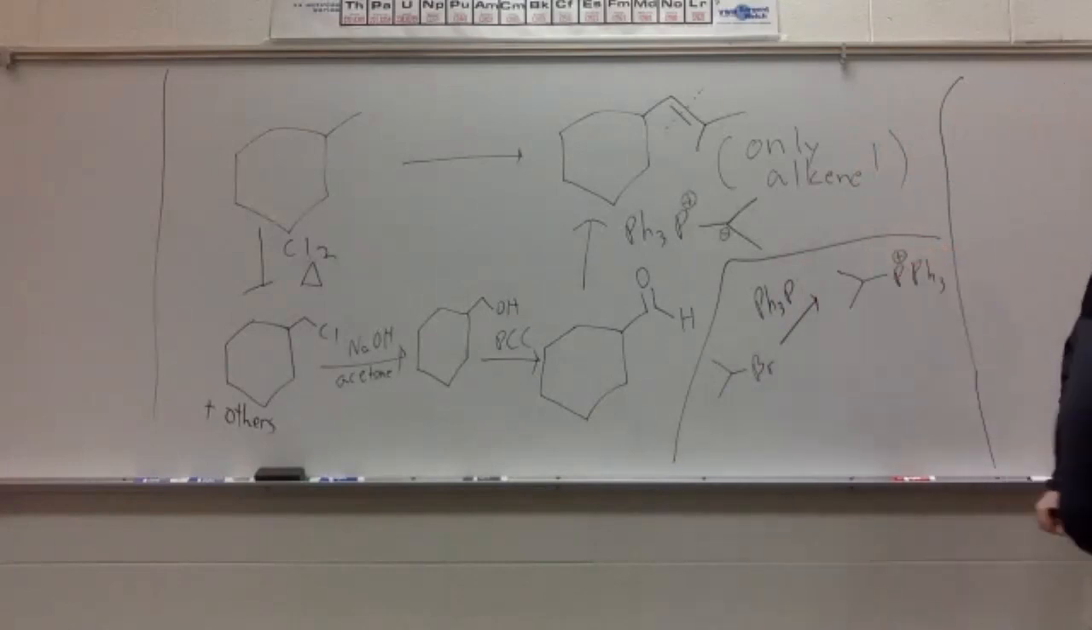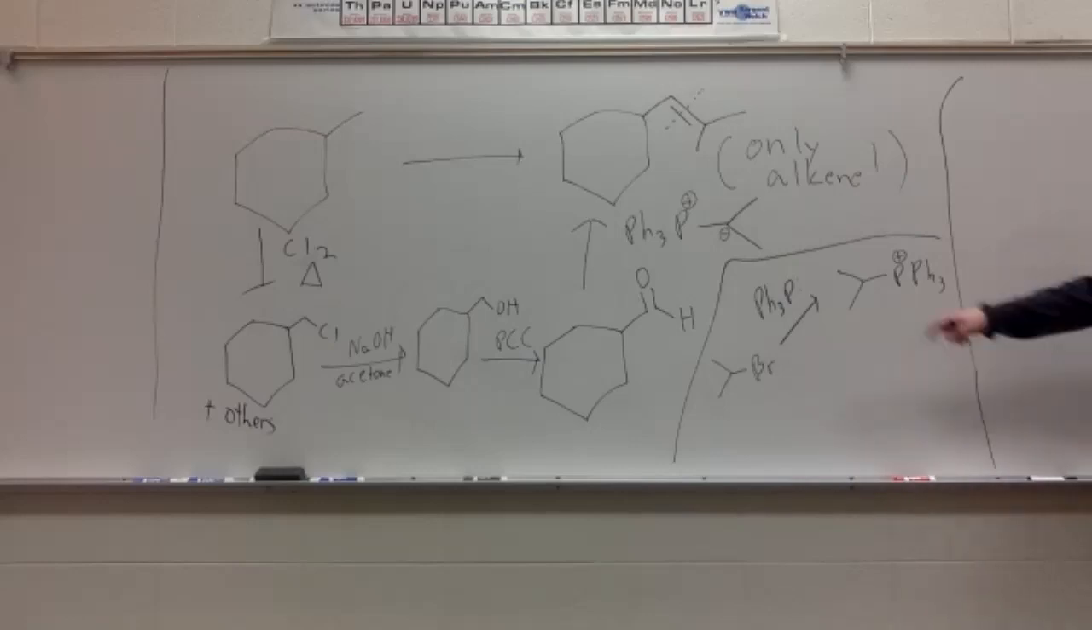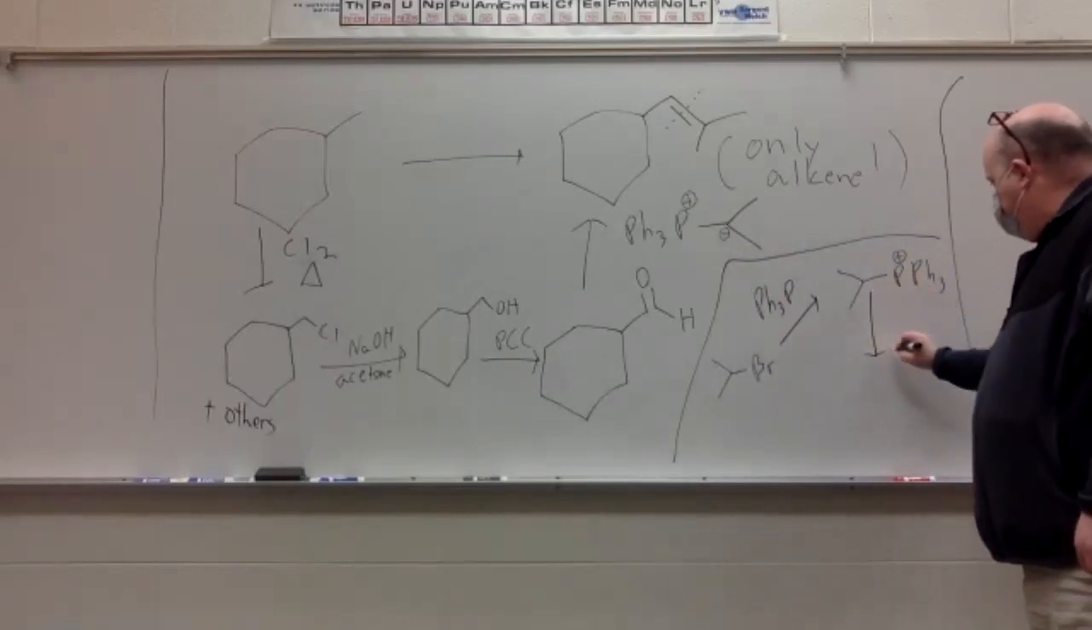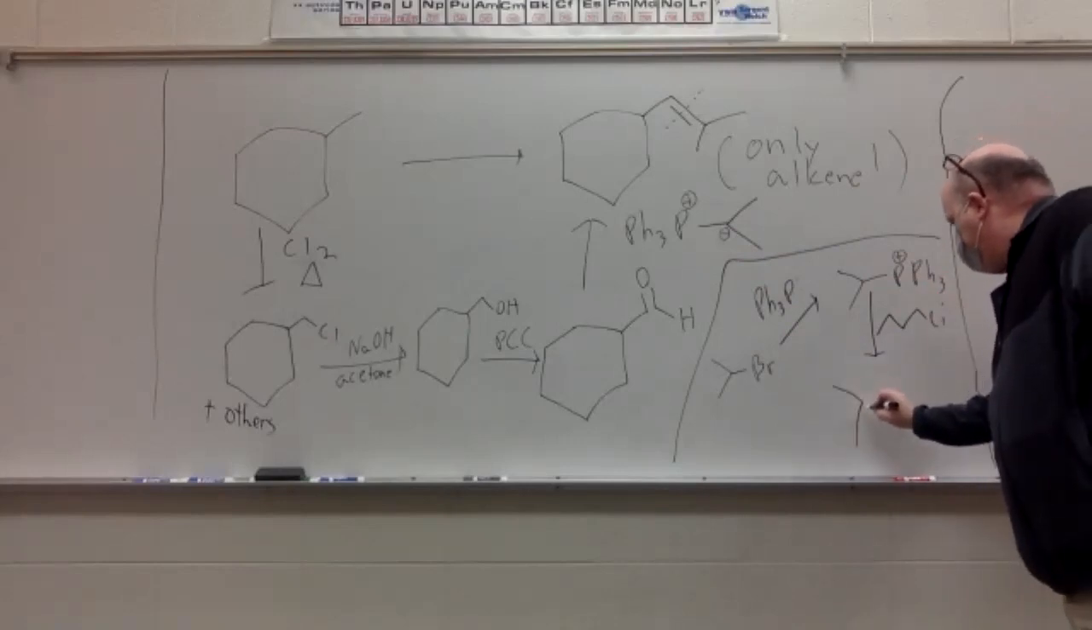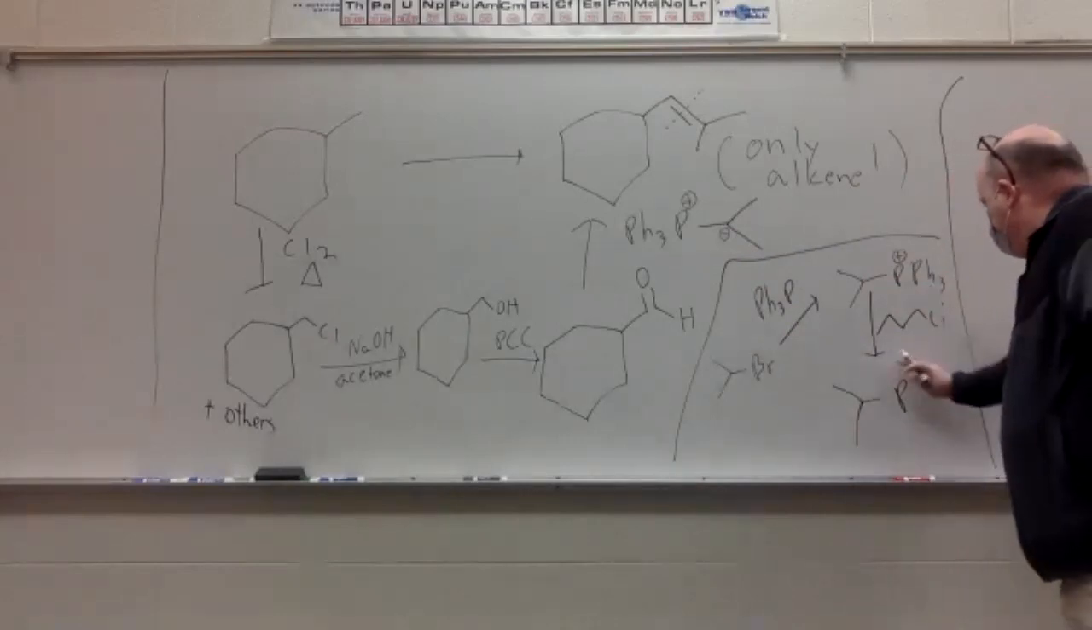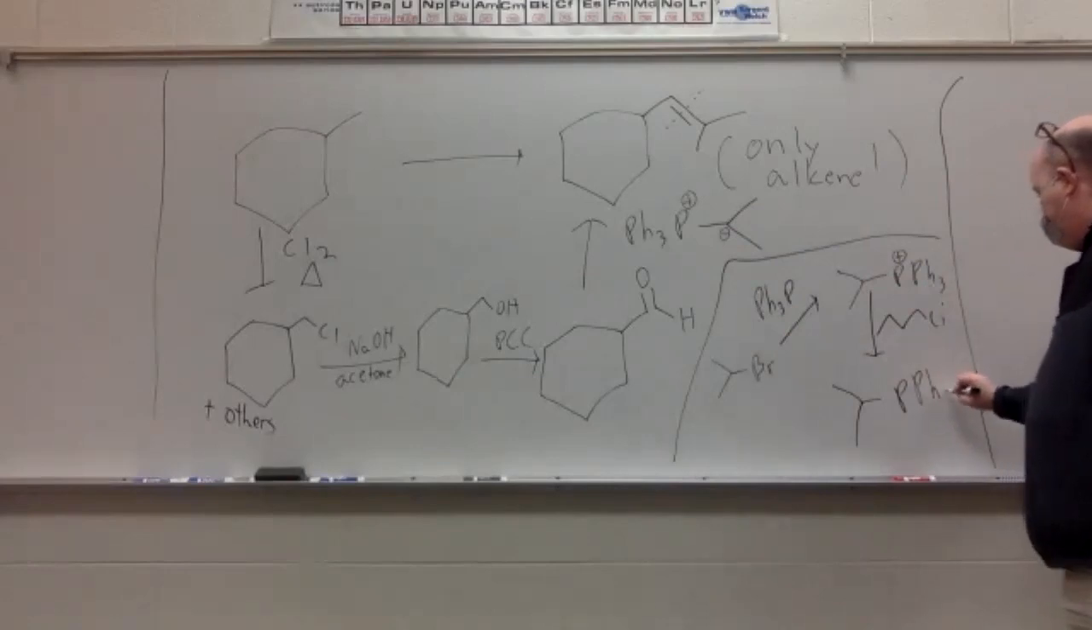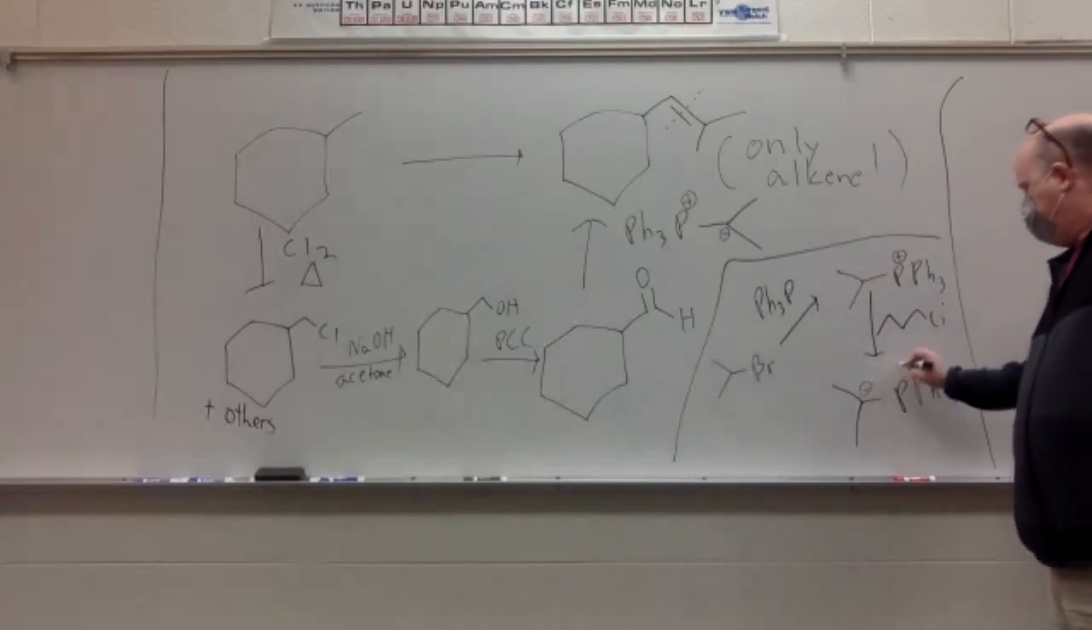That puts a positive charge on your phosphorus. One more thing we got to do, we got to get that negative charge on this carbon, right? To do that, we added a very particular type of base. What was it? Butyllithium. Very good. There we go. And boom, we have our Wittig reagent.